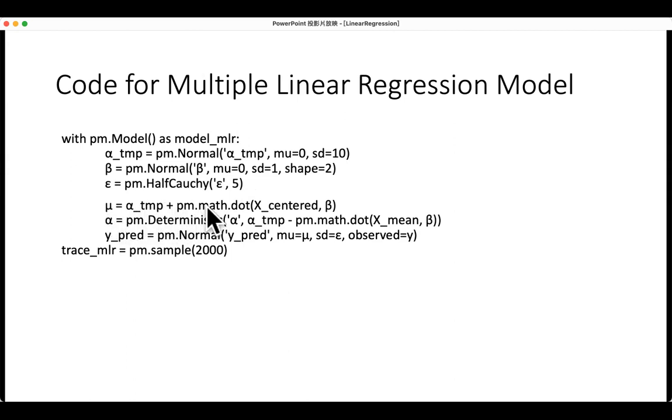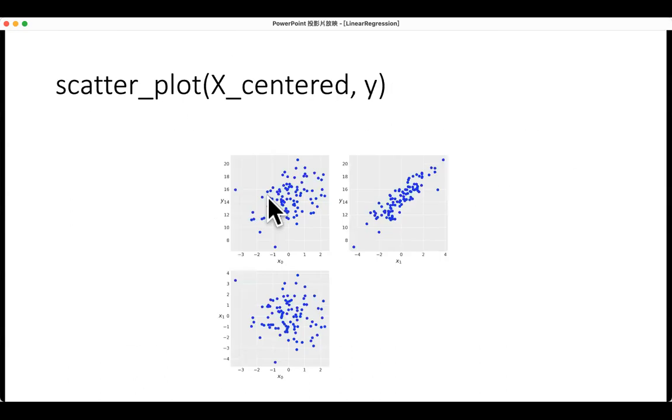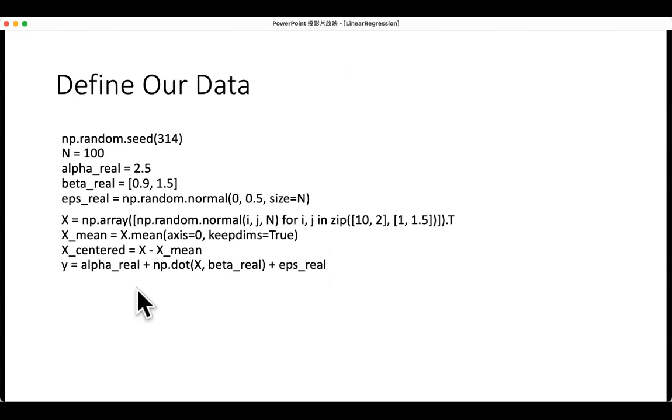One interesting thing is that we create this mu to be alpha temp plus pm.dot, a matrix multiplication of X center and beta. Be careful about this X center. When we create these values, we intentionally make X center the X minus X mean. So we already do a variable shift to make the mean of X center be at 0.